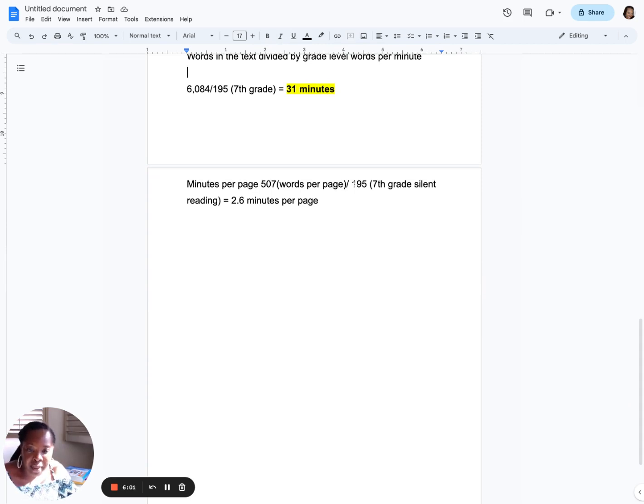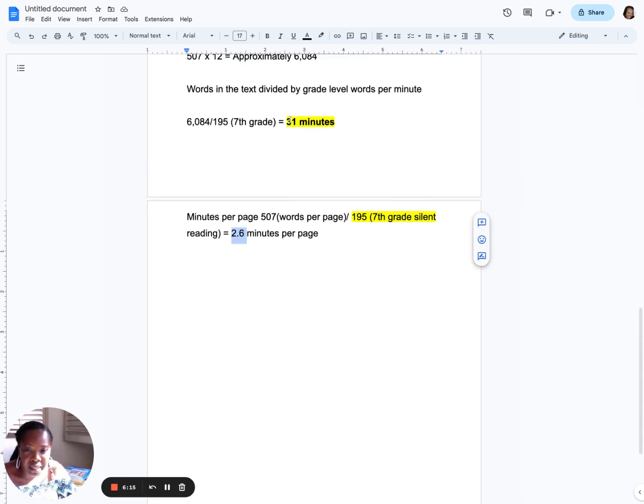page, divided by what seventh graders should be able to read, then I'm going to see how many minutes it requires them to read per page. So it takes them about 2.5 minutes per page. I would take this 31 minutes and I would divide it over 3 days. I would require my seventh graders to read Rikki-Tikki-Tavi in 3 increments.